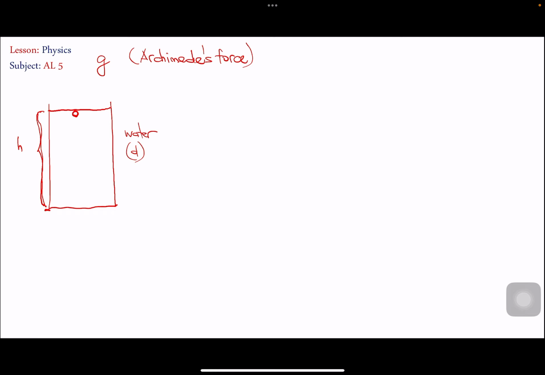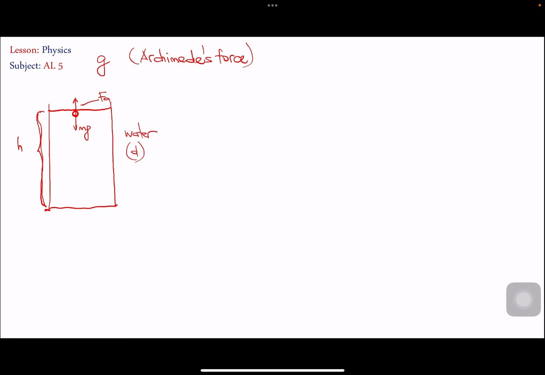And you release this ball. Let it be a metallic one. What do we have? First of all, of course, it has its own mg, its own weight, and of course, it has the Archimedes force that's applied on it. Okay, F Archimedes is applied here.